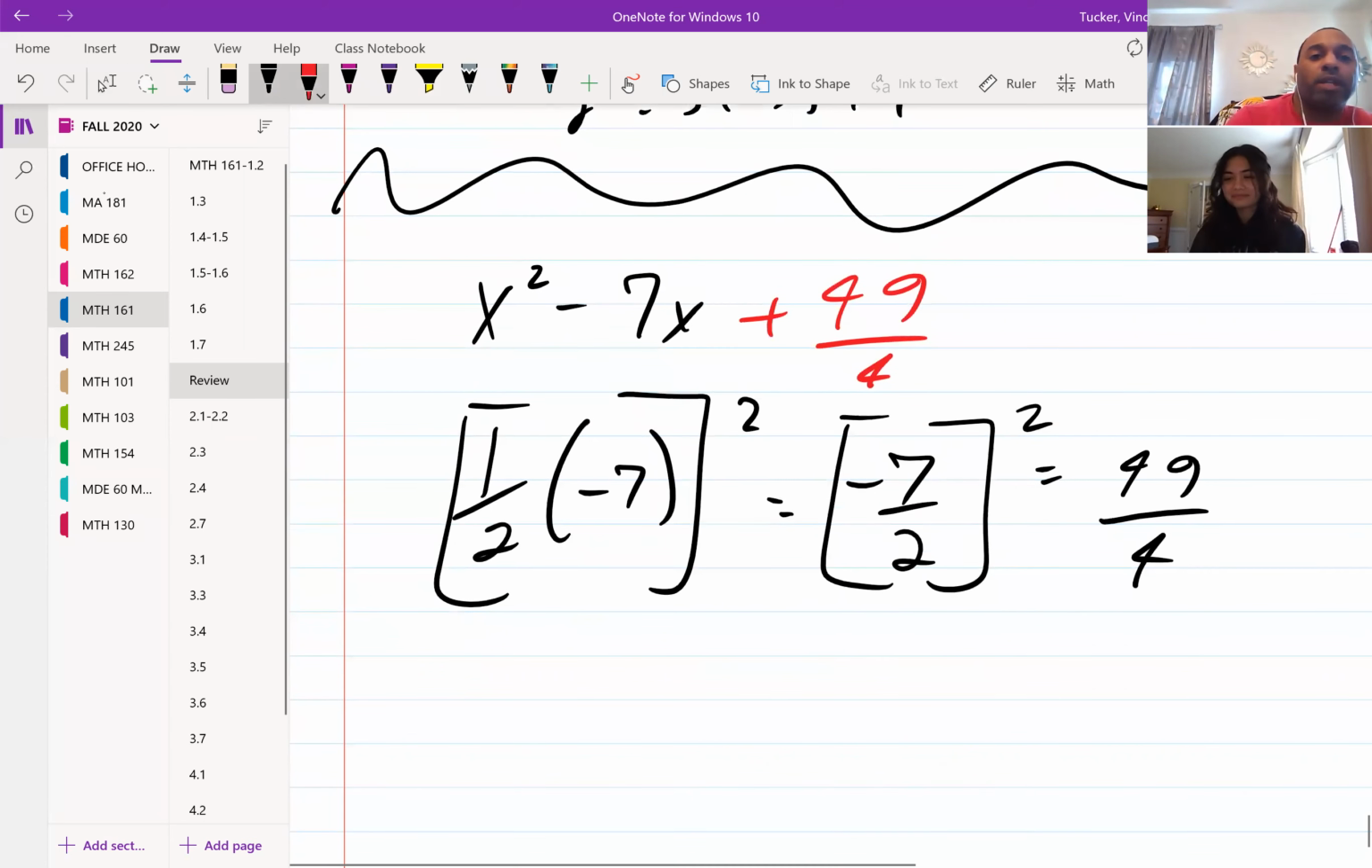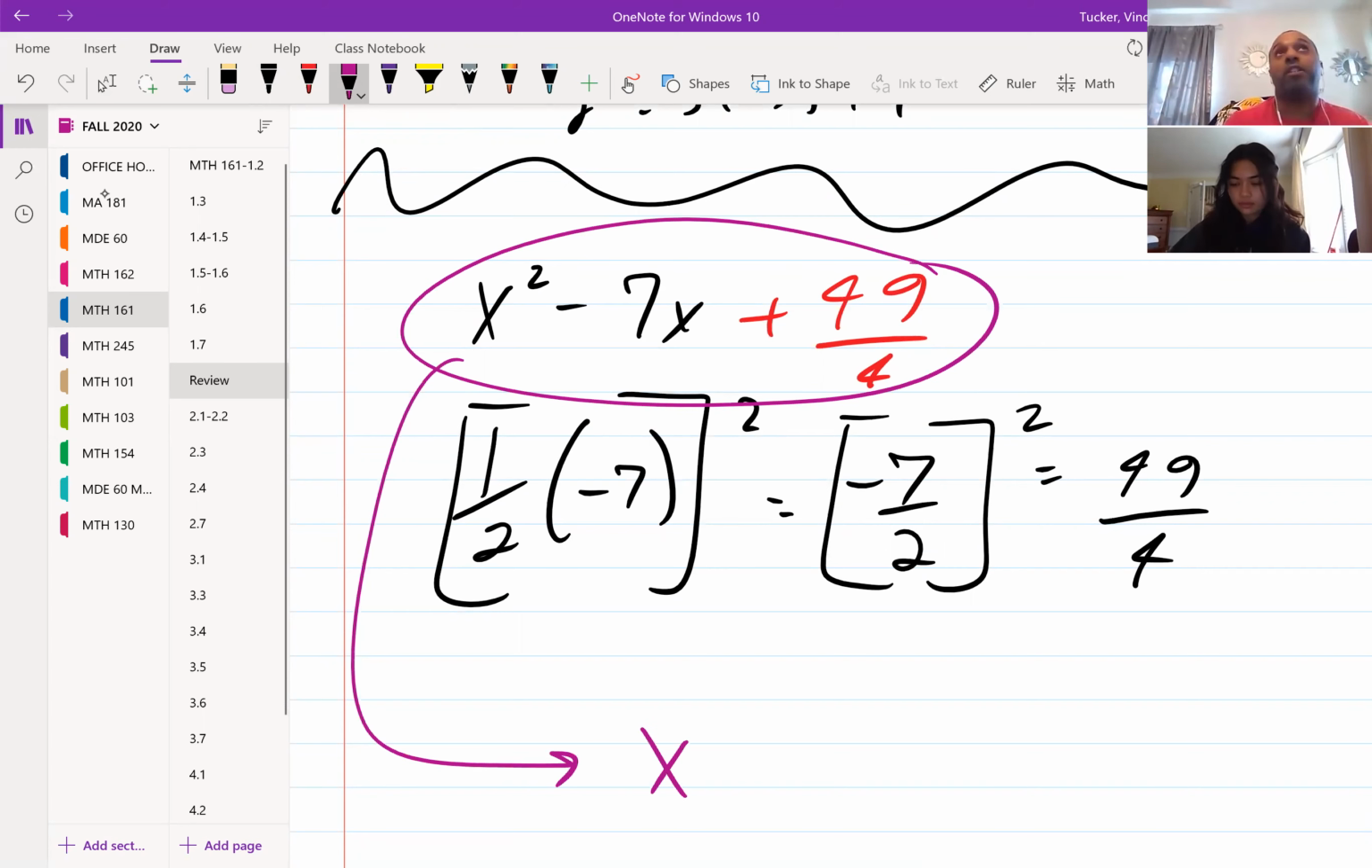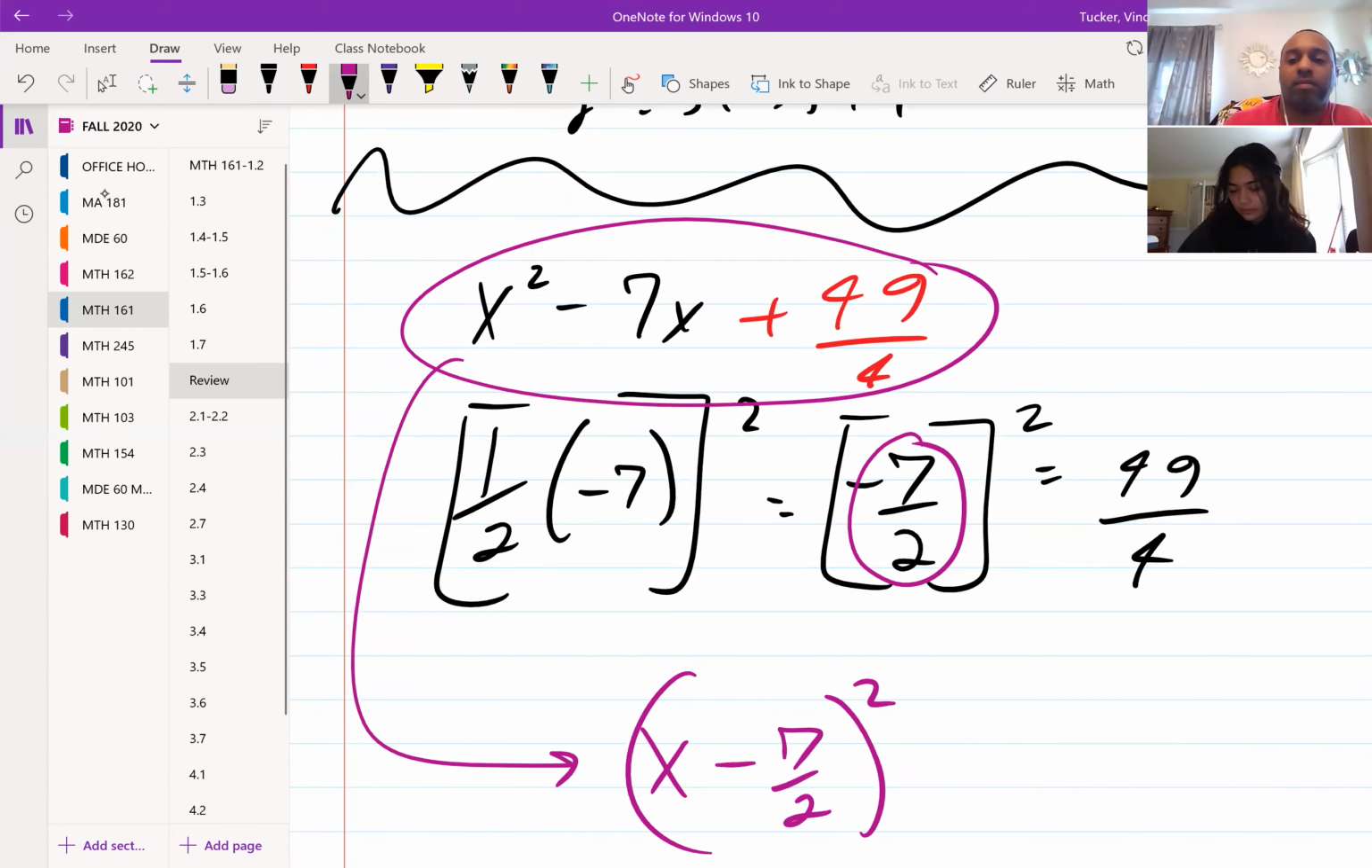And then if I'm not mistaken, they're going to ask you to write it factored. So this factorization is going to be x. And if you're not comfortable with how it looks, because it may look a little funky as far as factoring is concerned, whatever half your b term was is what goes here.